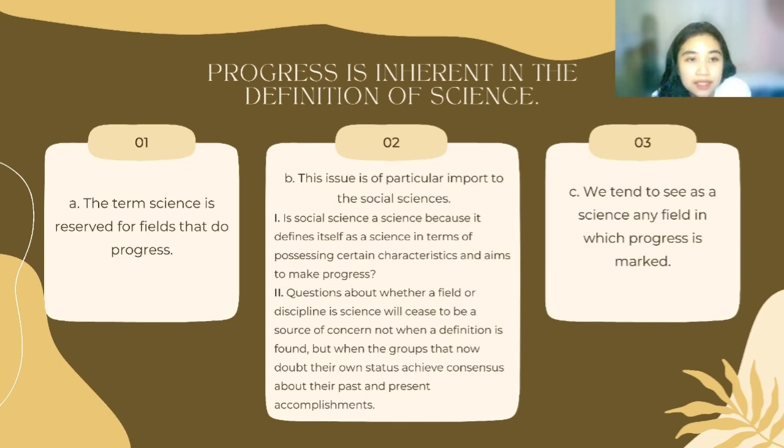Perhaps progress is inherent in the definition of science. To a very great extent, the term science is reserved for fields that do progress in obvious ways. Science makes progress when it discovers regularities in the ways phenomena change over time or finds evidence that supports, rules out, or leads to qualifications of possible explanations of these regularities. This issue of progress as science is of particular import to the social sciences. Is a social science a science because it defines itself as a science in terms of possessing certain characteristics and aims to make progress?